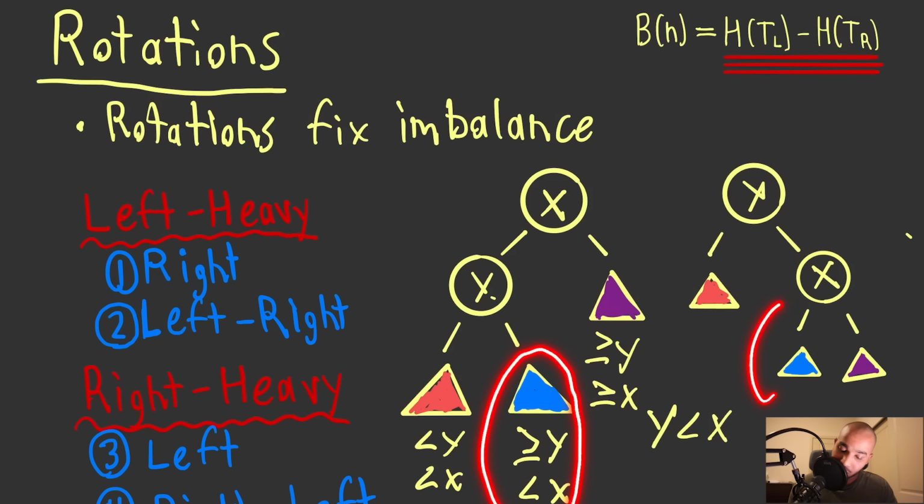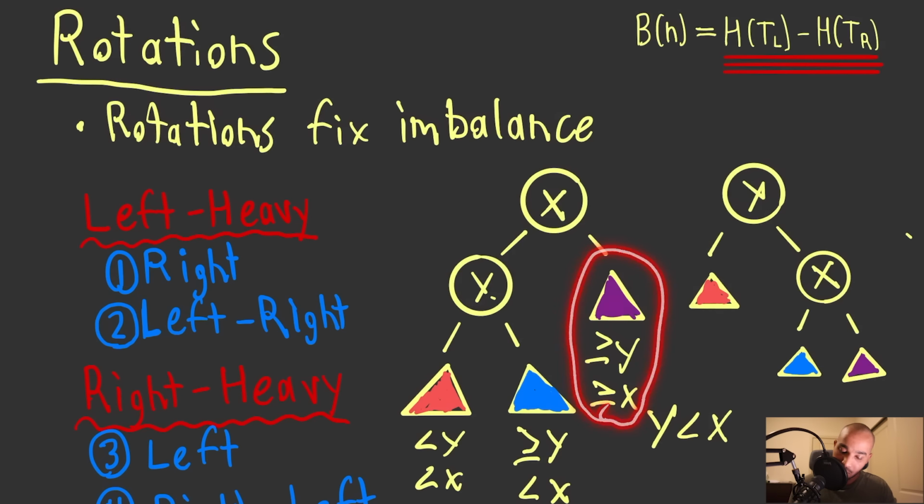So then let's look at this blue subtree right here. This guy is greater than or equal to Y and less than X. And yeah, that makes sense. We went greater than or equal to Y, and then we went less than X. So everything's checking out. Now this purple subtree right there, we're going to go greater than or equal to Y. Great, we did that. And then greater than or equal to X. So we did the same thing.